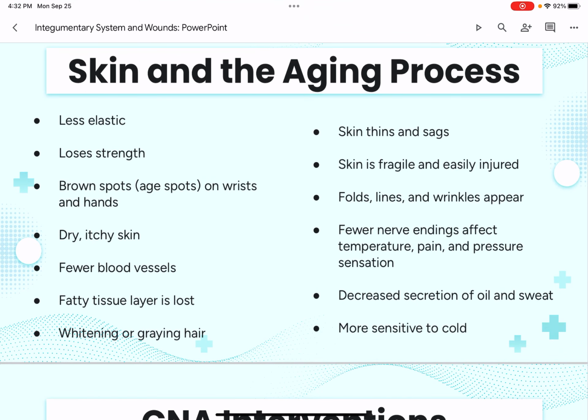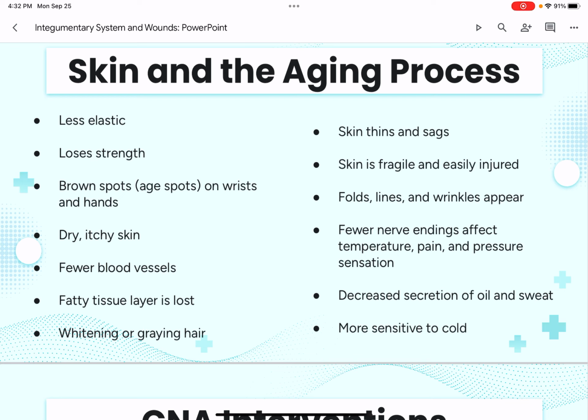The aging process affects the skin. Because of the aging process, the skin becomes less elastic. It loses strength. Brown spots may occur on the wrists and the hands. The skin may become dry and itchy. There are fewer blood vessels. The fatty tissue layer is lost. The hair may whiten or gray. The skin thins and sags.